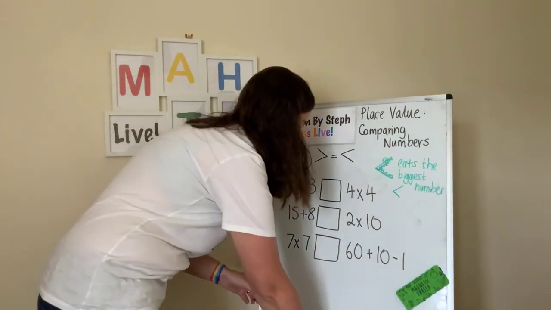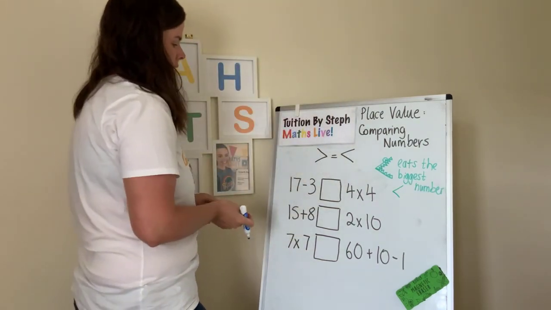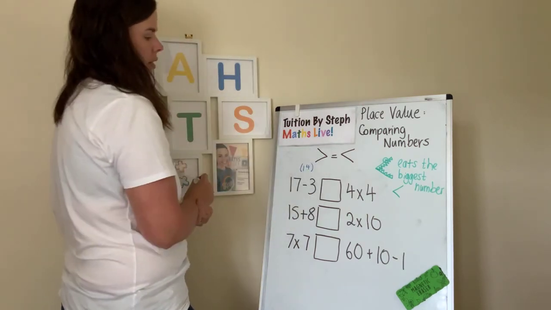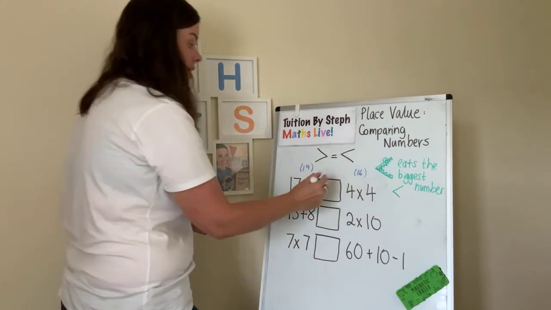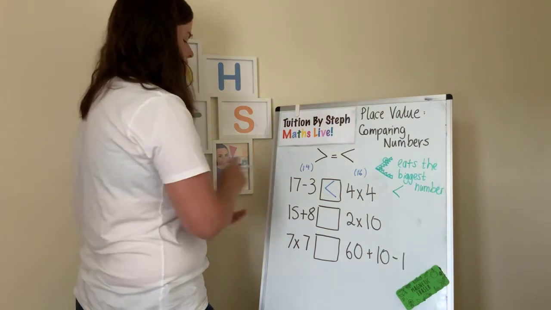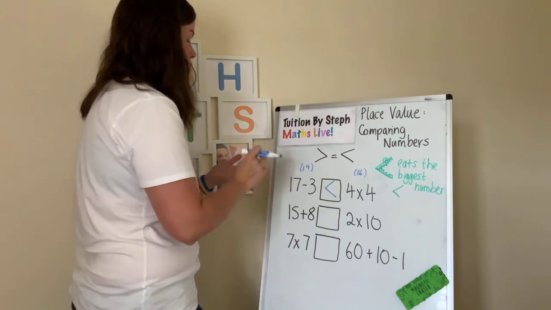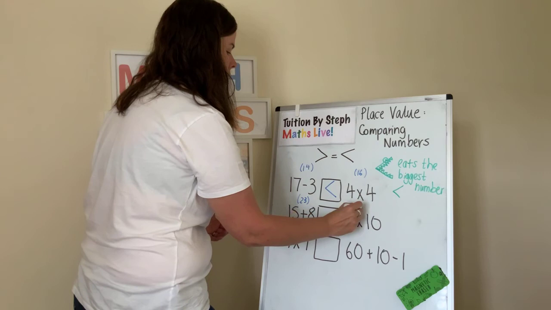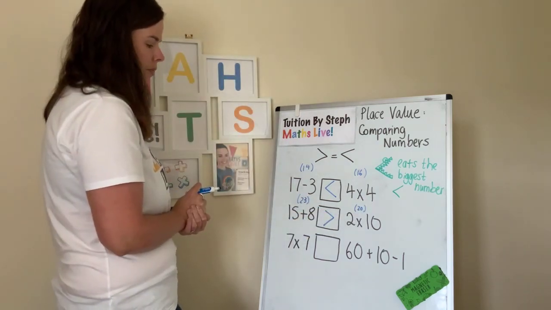Don't worry if you just finish. So 17 take away 3: 17, 16, 15, 14. So that's what that means there, 14. And 4 times 4 is 16. When you compare the answers, 16 is bigger than 14, so it will go that way. 15 plus 8: 15, 16, 17, 18, 19, 20, 21, 22, 23. So that means 23, and 2 times 10 is 20. And 23 is bigger than 20, so we'll go this way around.